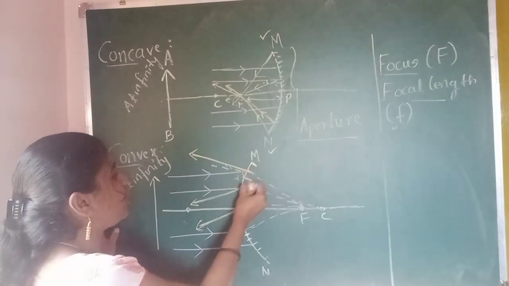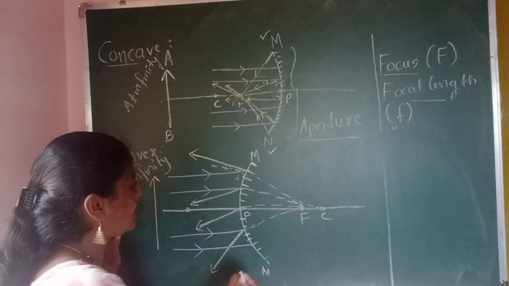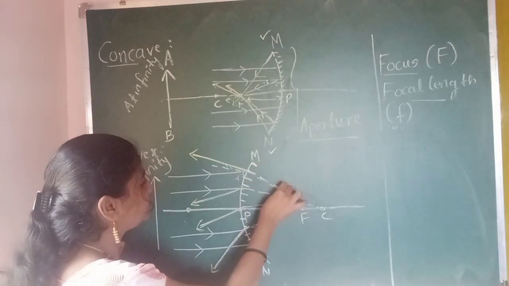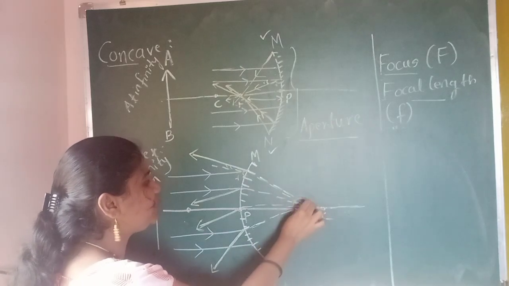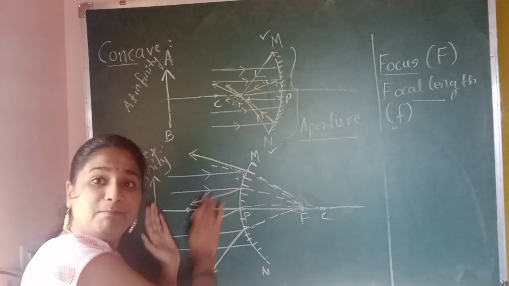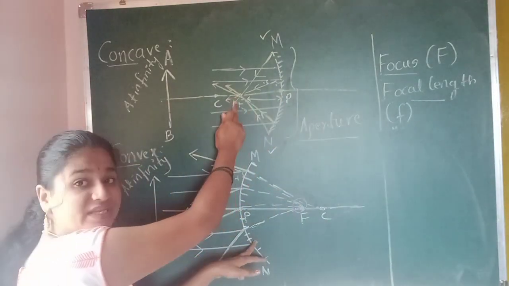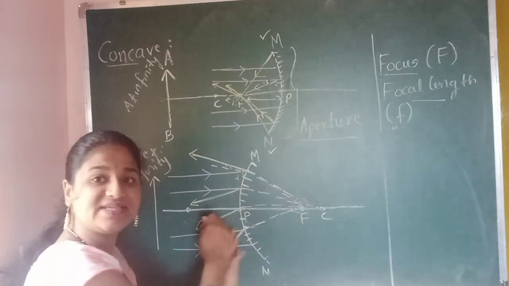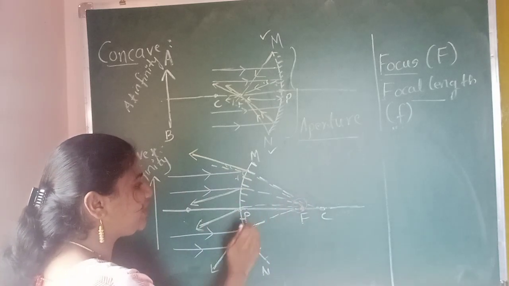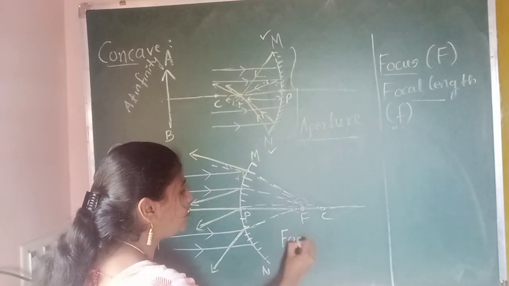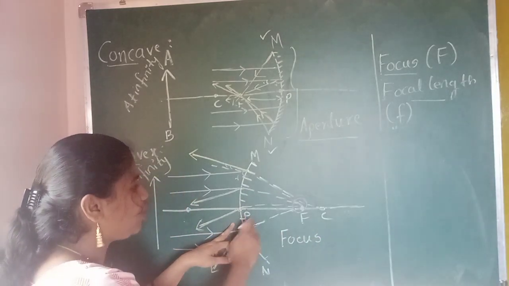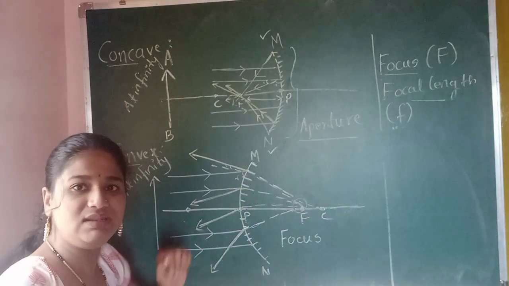When you draw imaginary lines through the reflected rays like this, all the reflected rays will meet at a point behind the spherical mirror, behind the reflecting surface. That point where all the reflected rays meet is called the focus of the spherical mirror. And the length between the pole and the focus is nothing but the focal length.